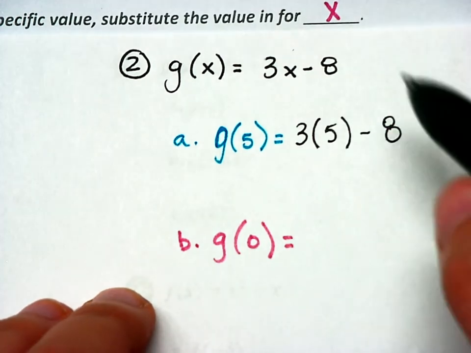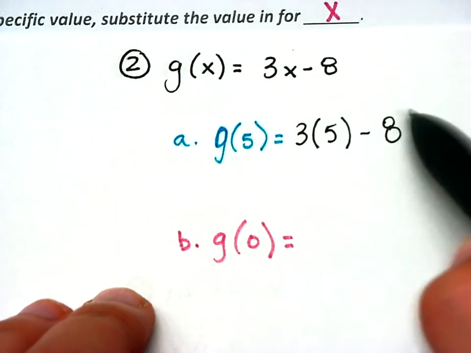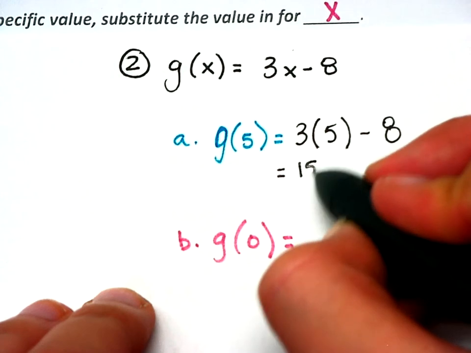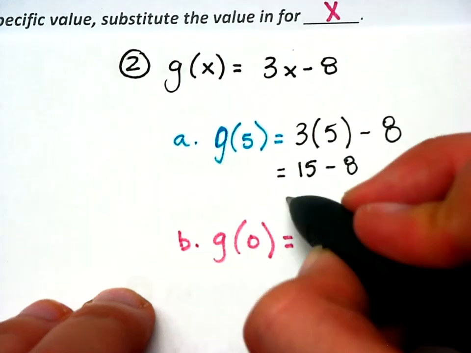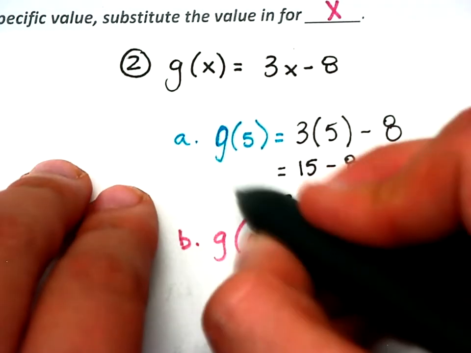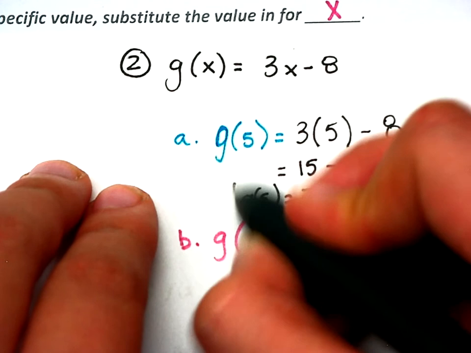PEMDAS. Make sure that you do everything in order. So I'm going to do multiplication first, then subtraction. So 3 times 5 is 15. Now I'm going to subtract this. So if I do 15 minus 8, that's going to give me 7. So g of 5 equals 7.